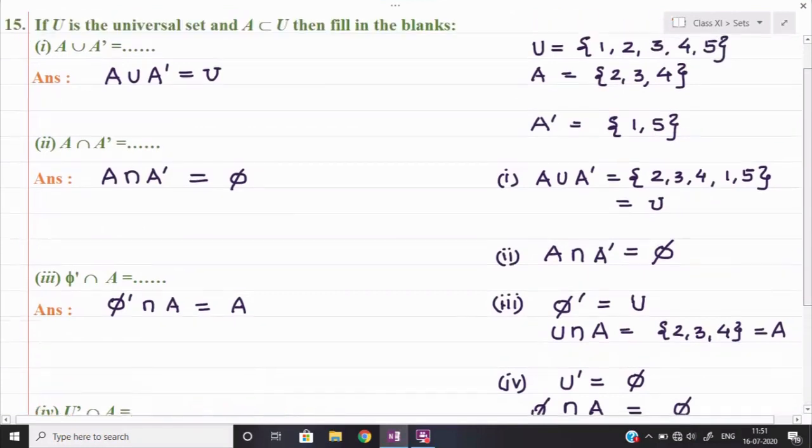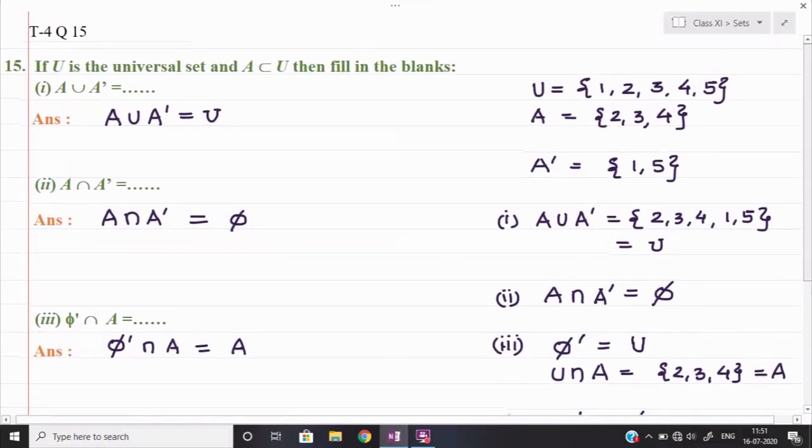Now topic number 4 gets over. In this chapter we have only 2 to 3 topics remaining. One topic remaining is the Venn diagram, which means we need to draw some diagrams, a graphical representation of sets. Second, the theoretical questions are remaining, which means we shall prove the properties of sets. And the third and most important topic of the chapter is the application of set theory.